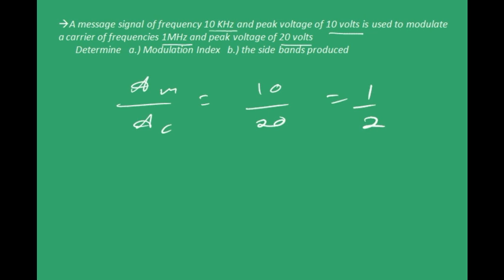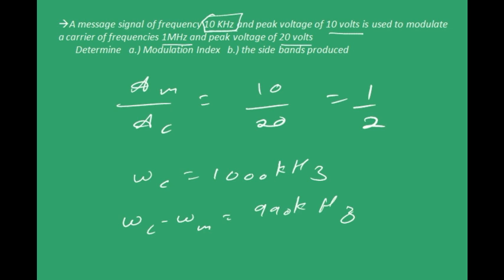And second part, the side bands. Omega c is nothing but 1 megahertz, right? So that will be 1000 kilohertz, and omega m is given as 10 kilohertz. So my lower side band will be equal to omega c minus omega m, so 1000 minus 10 kilohertz, that is 990 kilohertz, and the upper side band will be omega c plus omega m, that is 1000 plus 10 kilohertz, that is 1010 kilohertz. These are the two side bands.